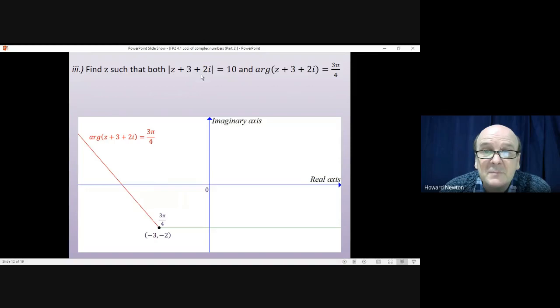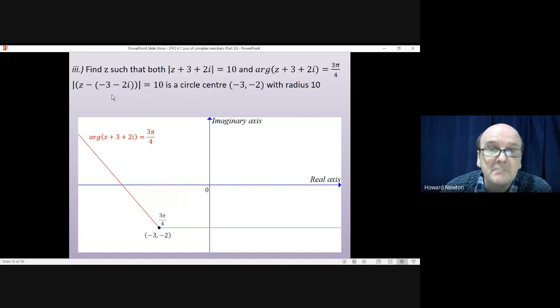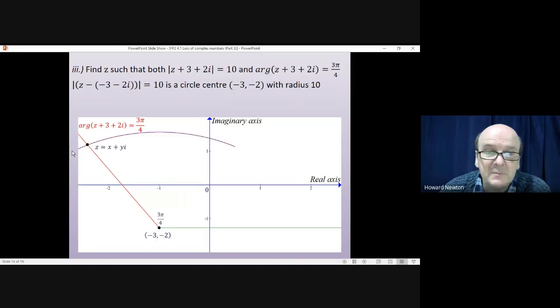The modulus of z plus 3 plus 2i equals 10. Again, that would need to be rewritten as the modulus of z minus minus 3 minus 2i is equal to 10. And that is a circle with center minus 3, minus 2 and radius 10. Drawing it, it would look something a bit like that. And what we're looking for is z such that both of those things are true. So what we're looking for is z here, which lies both on the circle and on the half line.